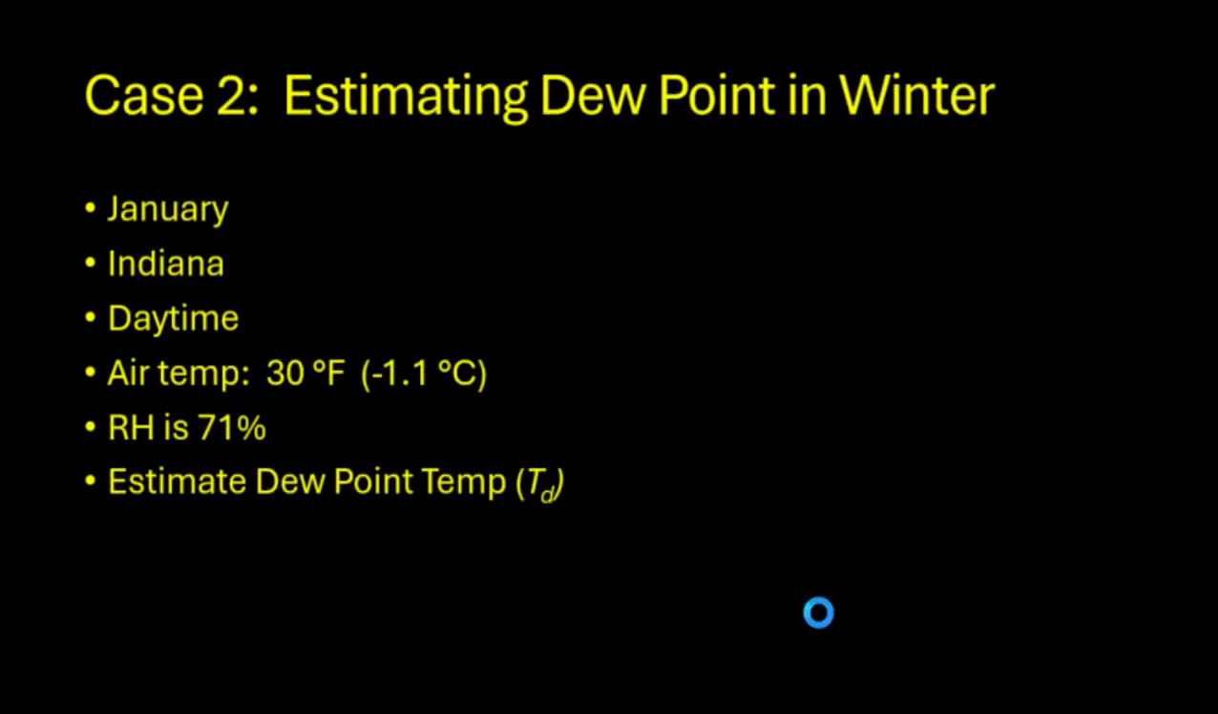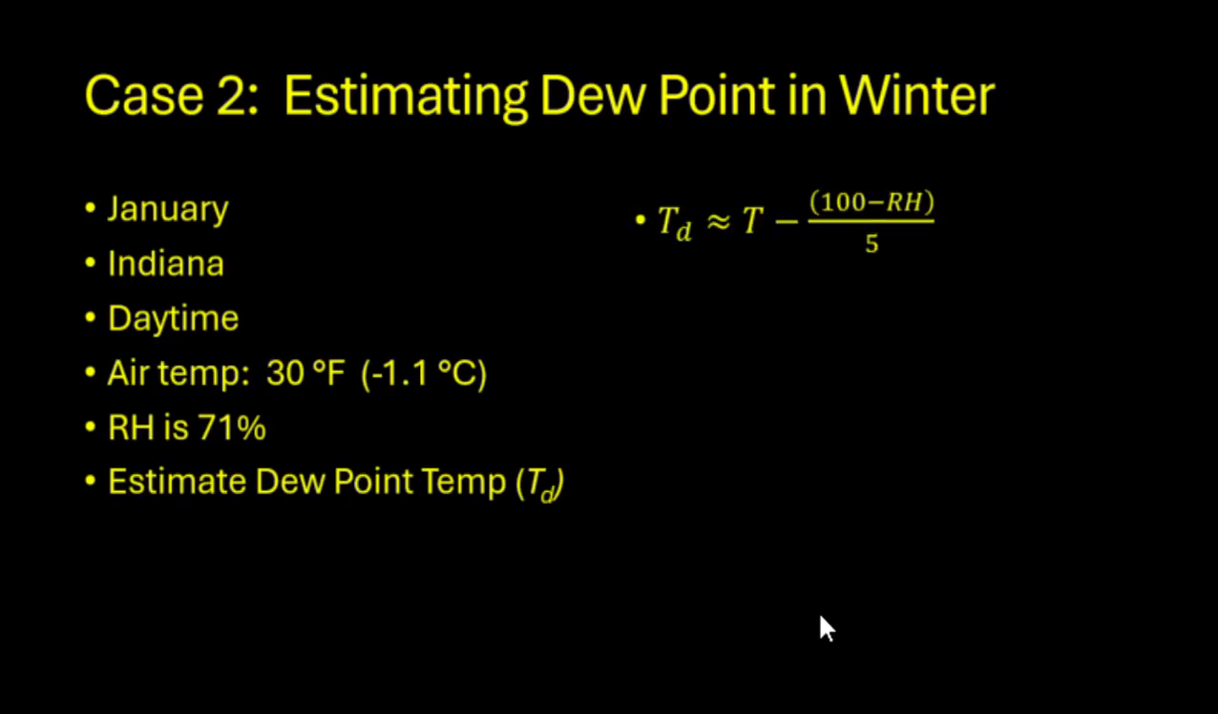Let's go ahead and go to another case. Now let's estimate the dew point in the winter time. So let's picture a cold January day. Temperature is 30 degrees Fahrenheit, and we have a relative humidity that's relatively high at 71%. So let's estimate the dew point temperature. So that's going to be a good indicator of how dry our air is.